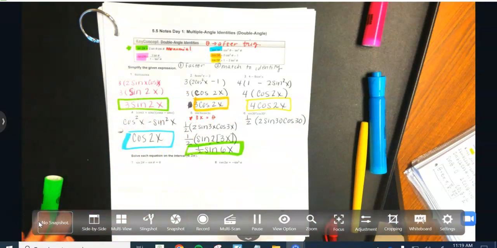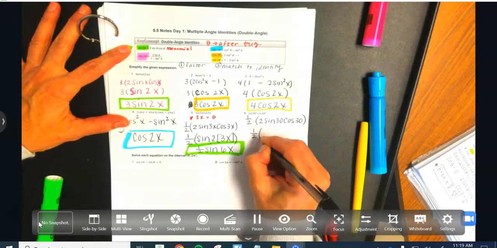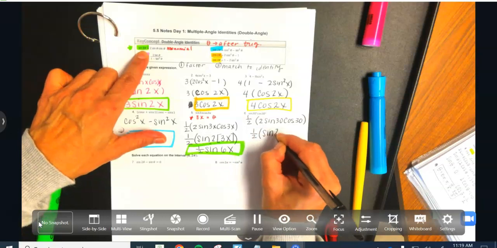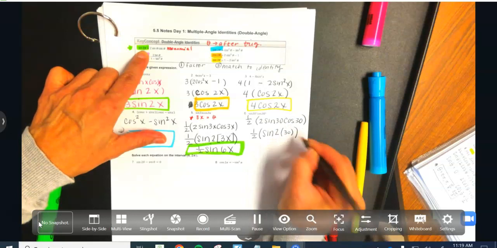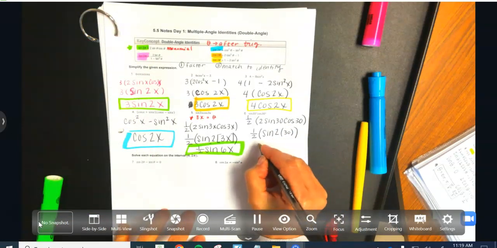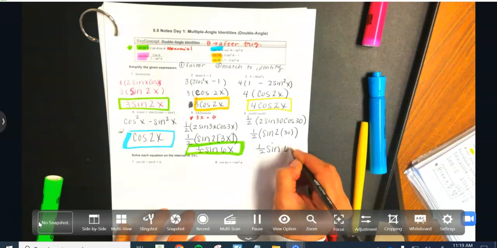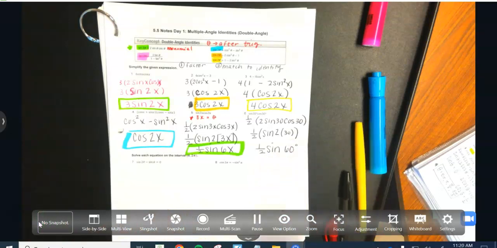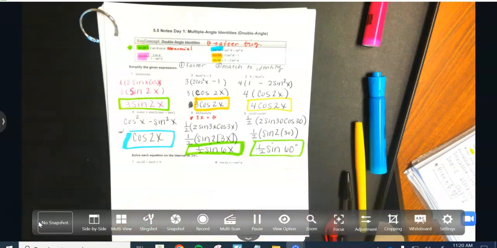All right, let's go ahead and drop in our substitution here. So this is going to be 1/2 sine 2 theta. Sine 2 theta is 30 here. So what is our answer going to be? Our answer is going to be 1/2 sine 60 degrees. Okay, that's part 1.